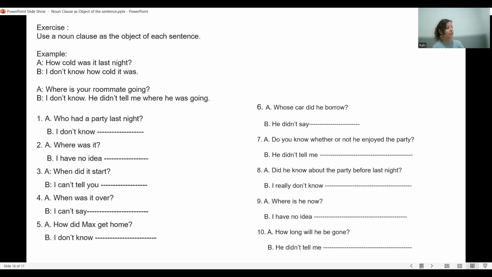Next exercise. In the next exercise, it says use a noun clause as the object of each sentence. Example. How cold was it last night? I don't know how cold it was. Where is your roommate going? I don't know. He didn't tell me where he was going. So please answer these questions. Then I will show you the answer in 30 seconds. You can pause the video if you need more time.